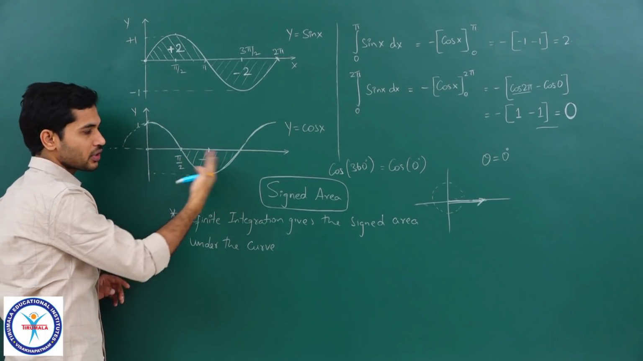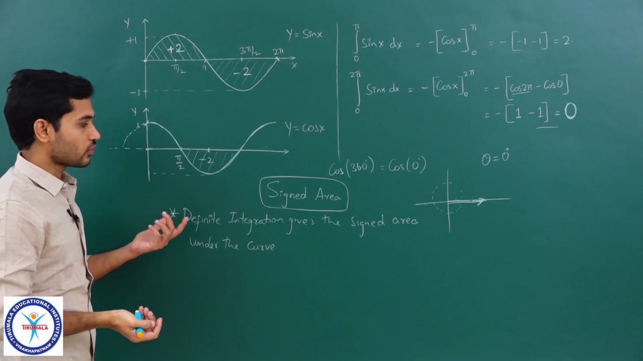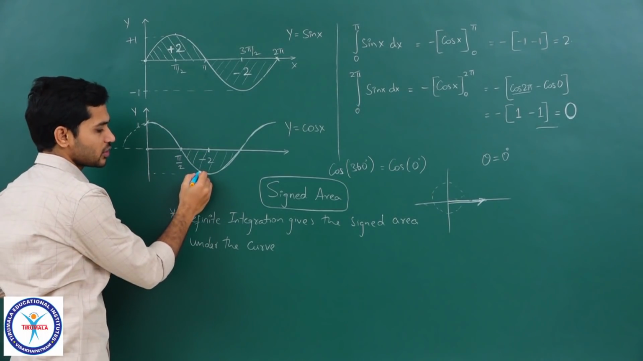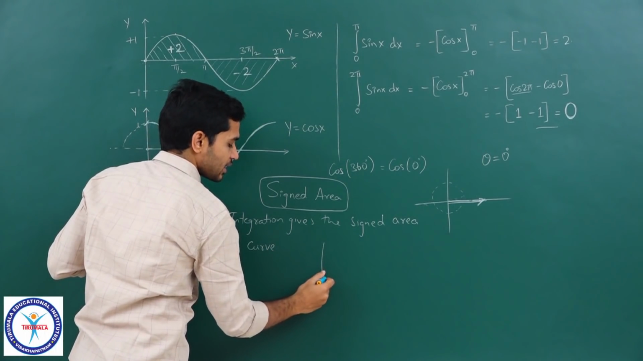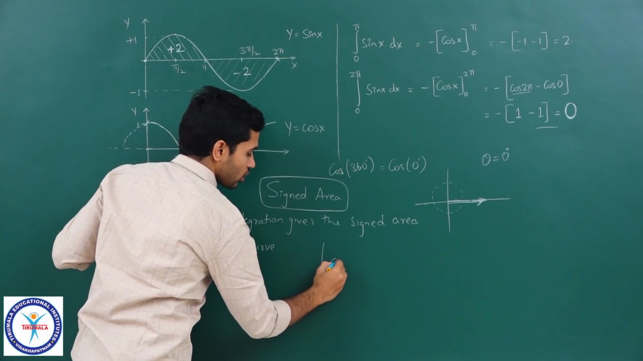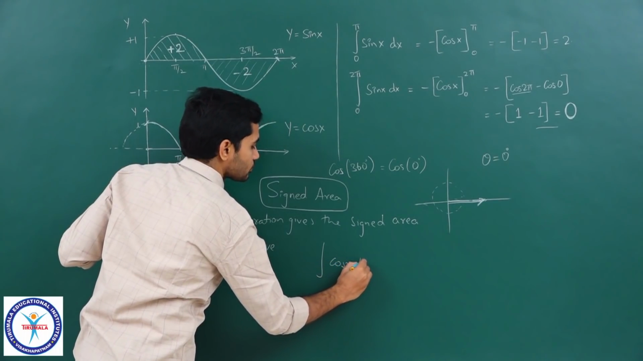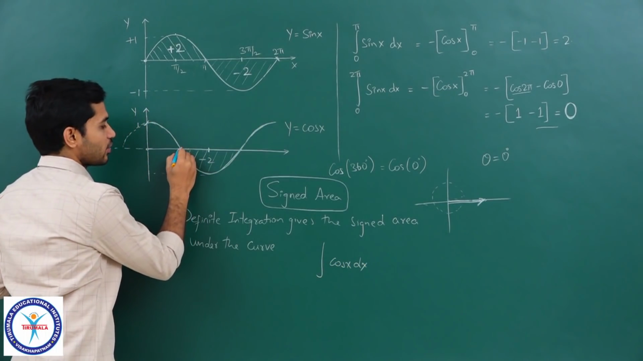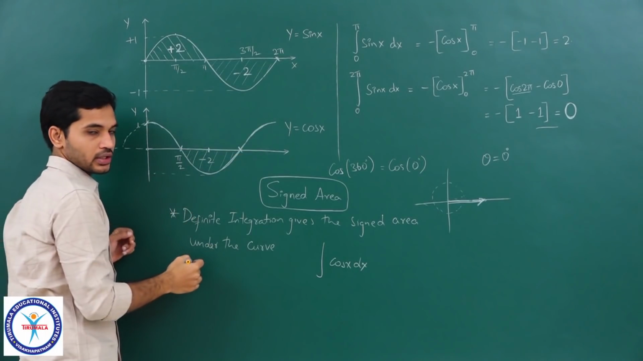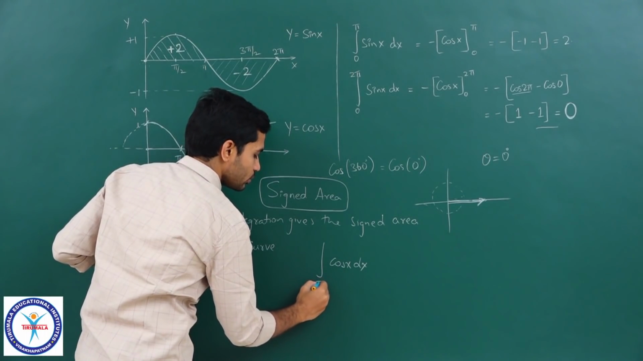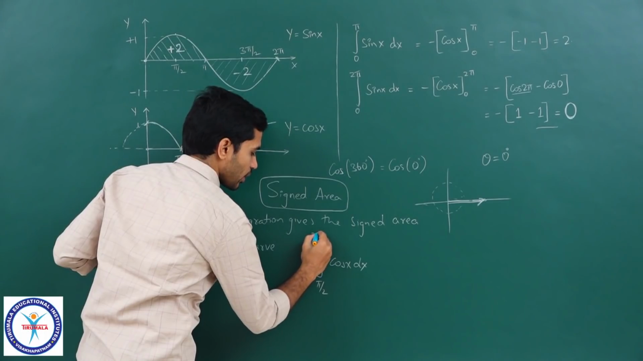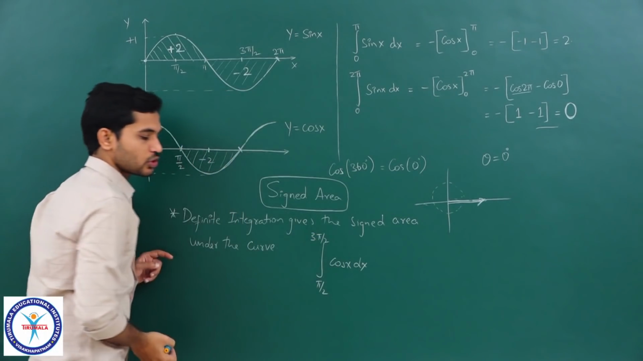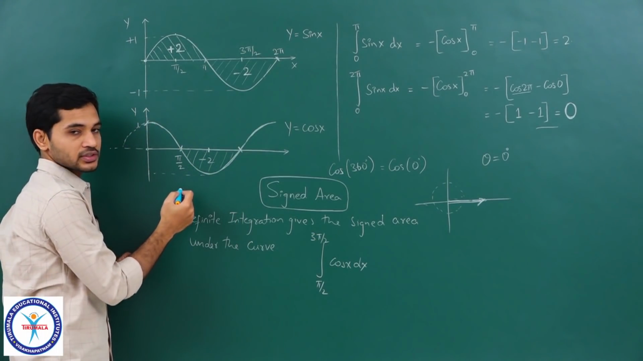Clear? So based on that, you can easily answer the values of integrals. For example, if I ask you in this particular case, what is the integration of cos x between pi by 2 and 3 pi by 2, right? So what should be the answer for that? What is the answer for this?